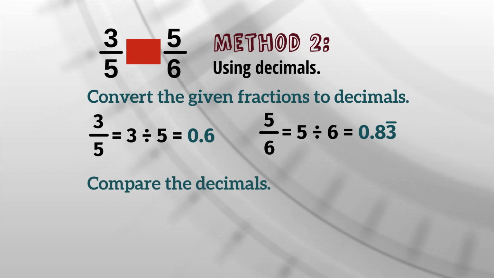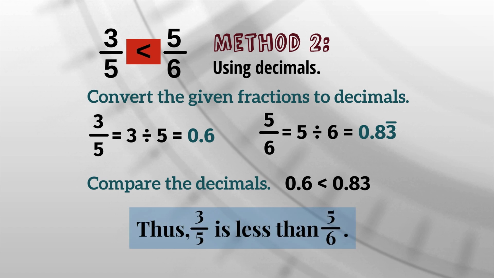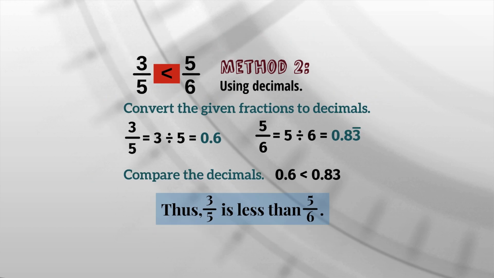Now let's compare the decimals. As you can see, 0.6 is less than 0.83. Thus, 3/5 is less than 5/6. We got the same answer as before. We're done with fractions, so let's move to the next topic.